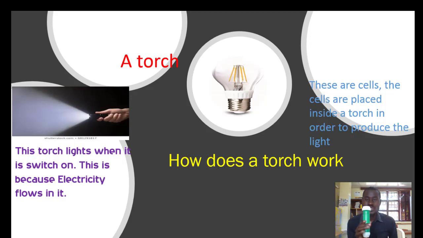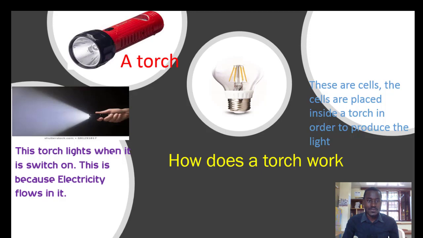Now, inside this torch, there are dry cells, and that is the reason why when I switch it on, it lights. I switch it off, it goes off. Switch it on, it lights. Off, it goes. Good. Now, how does a torch look like? We've just seen that, and even one appears on our screen, and we are able to see it. That is a torch.